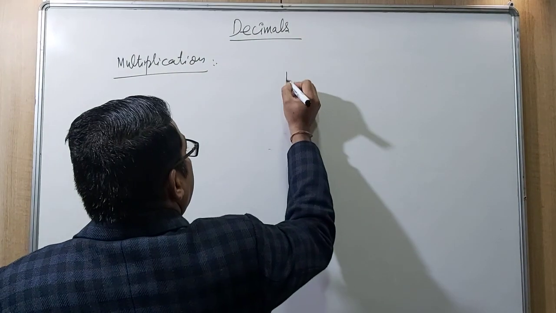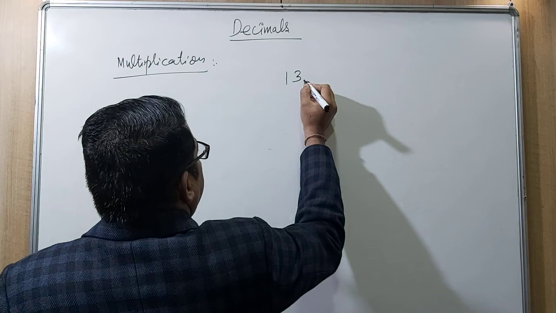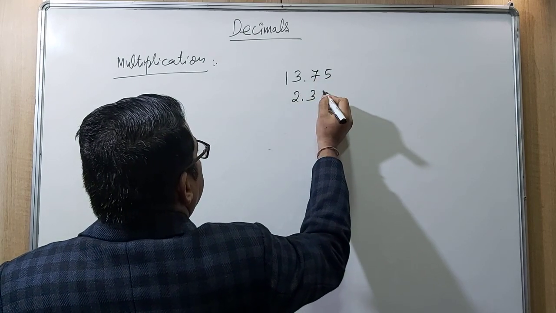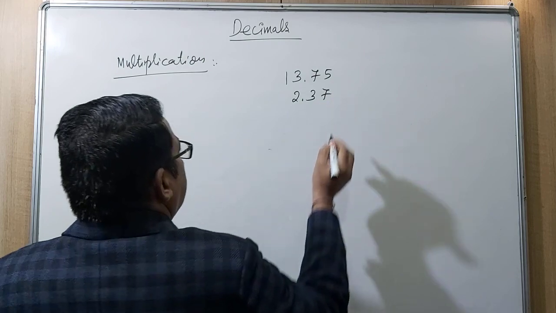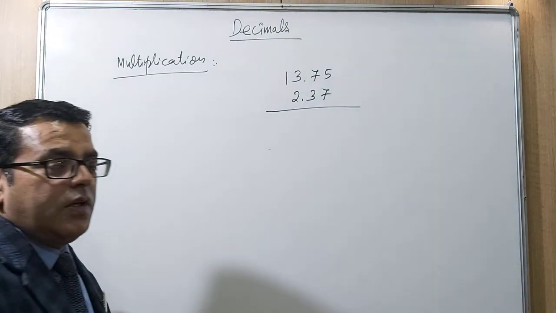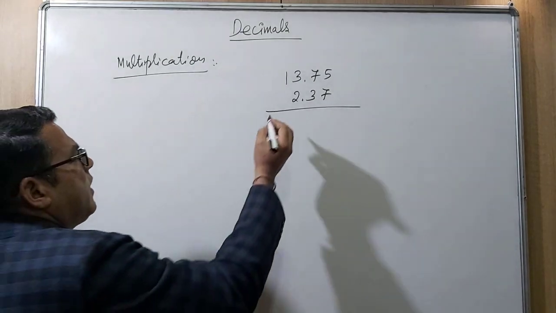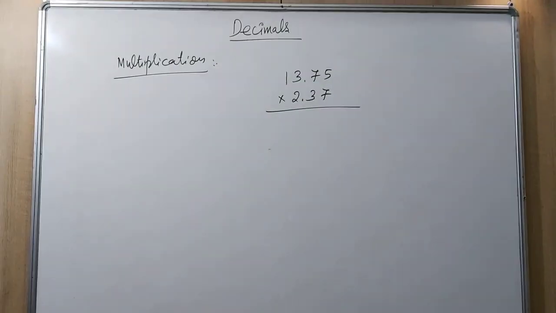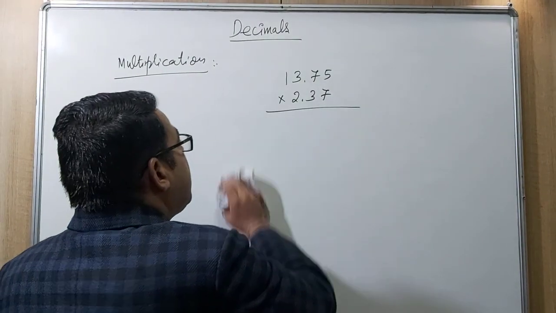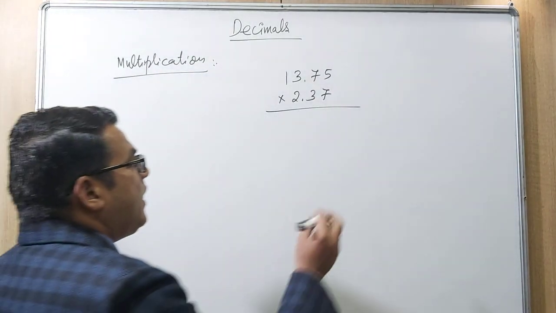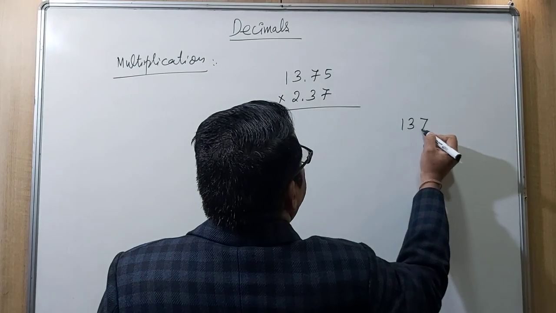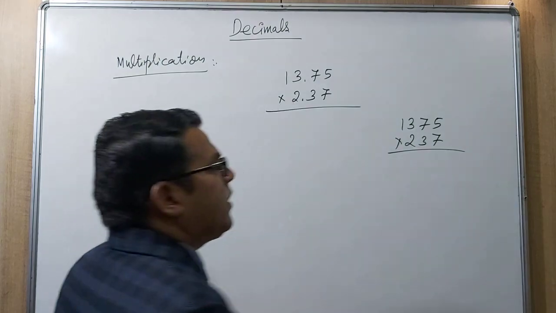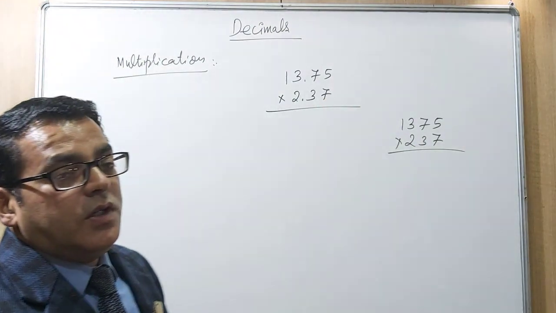Suppose we are multiplying 113.75 with 2.37. How can we multiply? Traditional method again I am using here. Once again I am reminding you, while you are multiplying, just ignore the decimal point. You just think you are multiplying 1375 with 237. Just think about it. We are multiplying this number only.